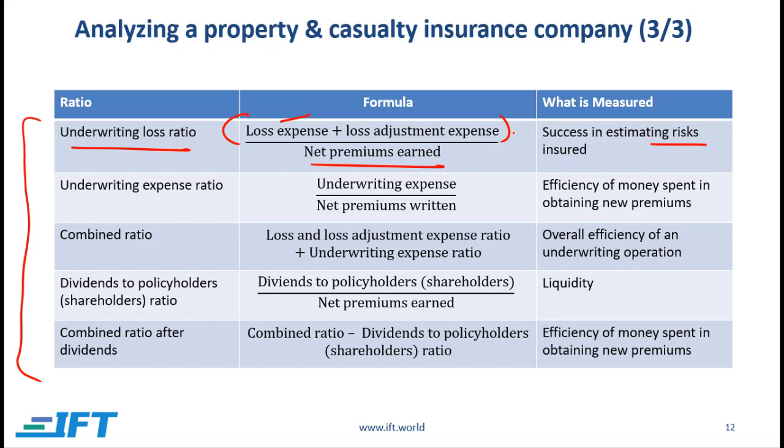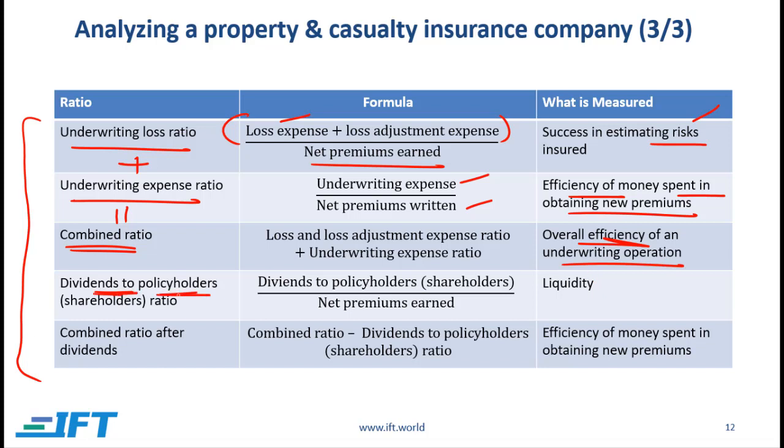This ratio tells us how good we have been at estimating risks. If this ratio is low, that's a good sign. If this ratio is high, that means we've not done a good job of estimating risks. Underwriting expense ratio is our underwriting expense divided by net premiums. This indicates the efficiency of money spent in obtaining new premiums. These two ratios can be combined to give what's called the combined ratio. So it's simply the sum of these two ratios. It gives us a sense for the overall efficiency of an underwriting operation.